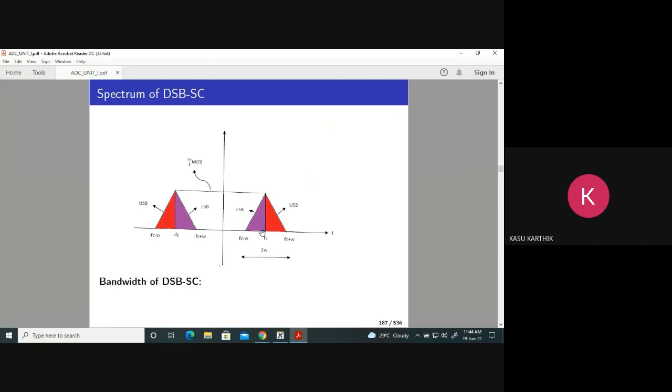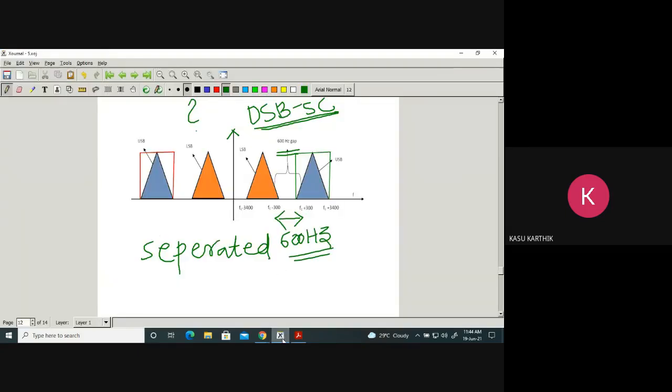Whenever they're touching each other, to separate them, obviously we need ideal filters, with sharp edges. But here, since they are away from each other, separation will be very easy. How to separate? Obviously, we use a filter to separate one of the sidebands. The advantage is we don't need ideal filters.